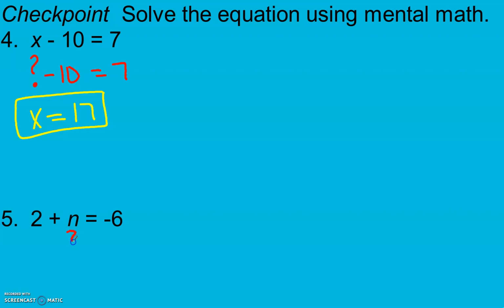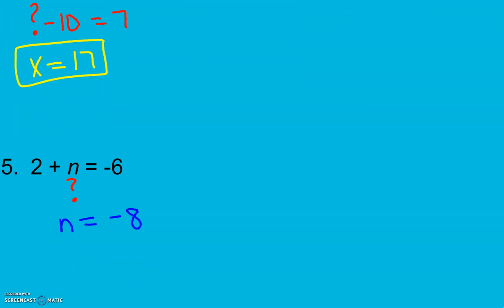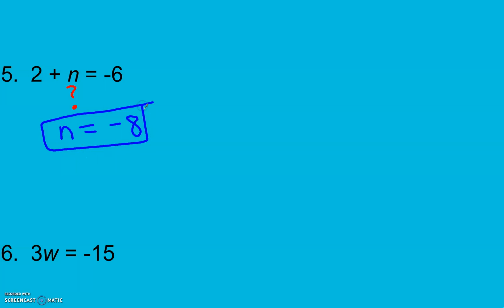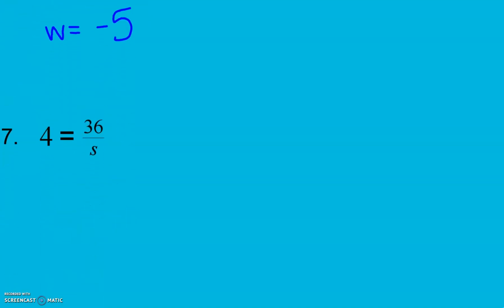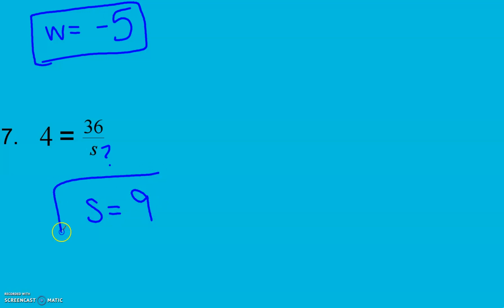Here, we're looking for 2 plus what number gets me to -6. Well, I know it's negative. 2 plus -8 gets me to -6. Three times what number gives me a -15? I know it has to be negative because I have to multiply by a negative to get a negative if I have a positive already. And 3 times 5 is how I get to 15. 36 divided by what number gets me to 4? Well, 36 divided by 9 gives me 4.